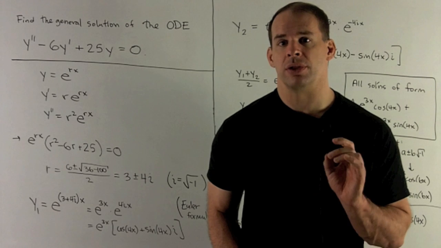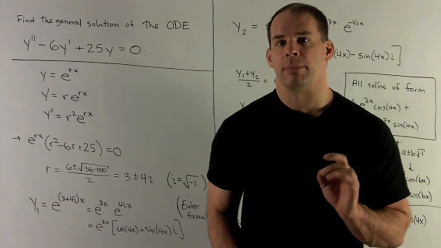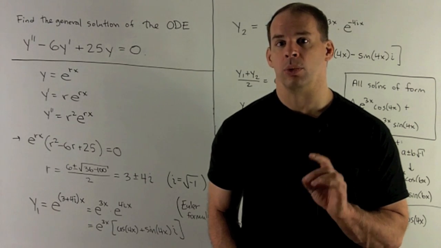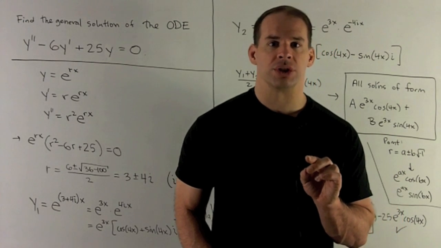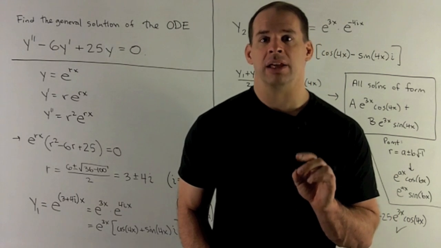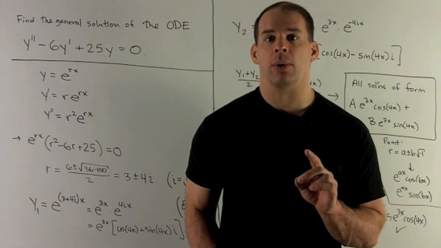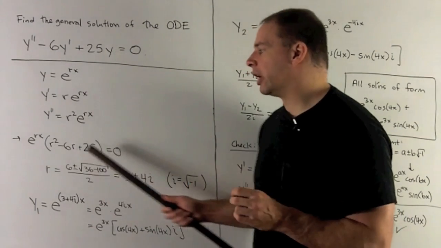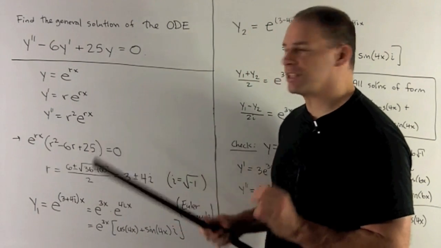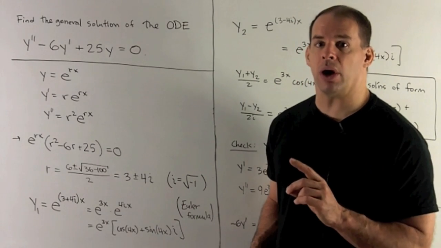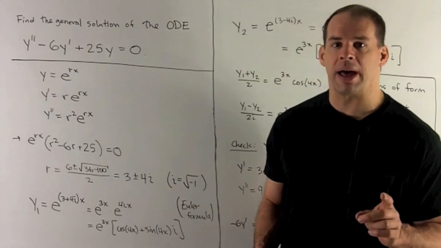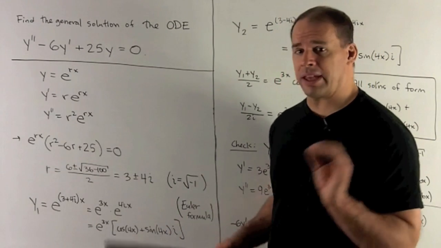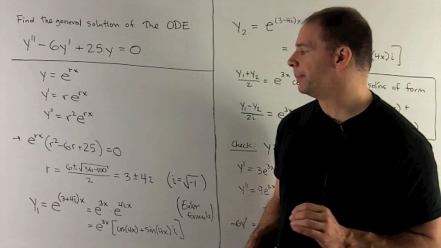Find the general solution to the ODE y double prime minus 6y prime plus 25y equals 0. We proceed as usual. I'm going to hunt for solutions of the form y equals e to the rx. So, put that into my differential equation. What comes out? We get this equation here, e to the rx times r squared minus 6r plus 25 equals 0. e to the rx is always a positive number, so I can pretend it's not there. So we want to solve this here, the characteristic polynomial equals 0.